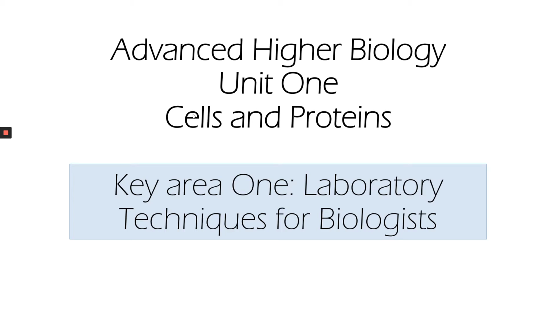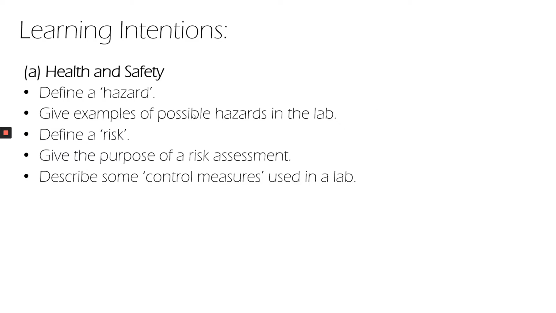This video covers Advanced Higher Biology, Unit 1, Cells and Proteins. Key Area 1, Laboratory Techniques for Biologists. Specifically, today we're going to look at the health and safety, so section A of that key area. We'll define a hazard, give examples of possible hazards in the lab, define a risk, give the purpose of a risk assessment, and describe some control measures we might use.